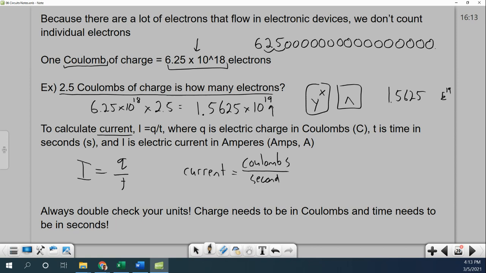So you're going to work with I equals Q over T. Always double check your units. Charge needs to be measured in coulombs, and it almost always is. But more importantly, time needs to be measured in seconds. That's a science thing. You almost always find time measured in seconds. That's the way these formulas are designed to work. So if it says that took 5 minutes, you're going to have to change 5 minutes into seconds by timesing it by 60.